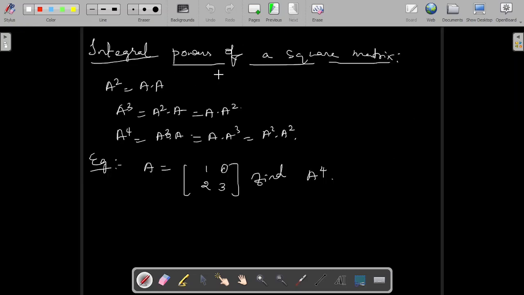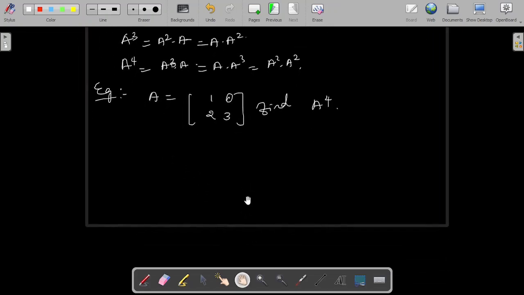Next, integral powers of a square matrix. How to find integral powers of a square matrix? You have a square matrix A of order n, then A square is obtained using A into A. A cube is A square into A, or else you can do A into A square also. A power 4 is A cube into A, or A square into A square. This is how we find the different integral powers of the given matrix A.